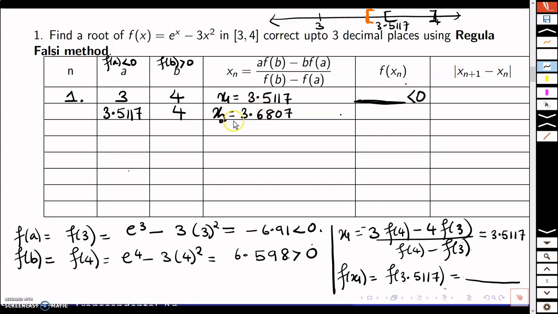Once you do this x2, you have to find the value of the function at x2 and you will have to put it here. I am purposely leaving this blank because I want you to compute the values f of x1, f of x2 and work on this problem. Okay, so I will only tell you the sign of this. This turns out to be negative.